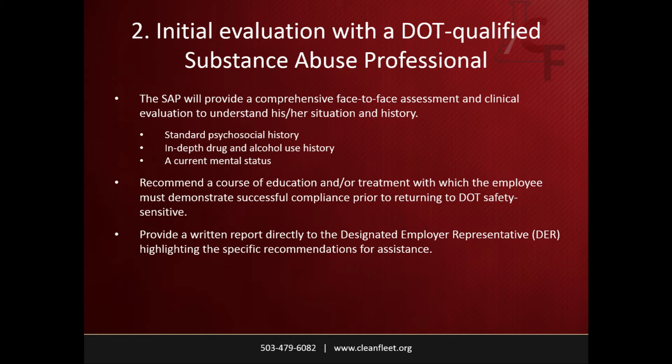This evaluation could be comprised of standard psychological history, psychosocial history, and an in-depth drug and alcohol use history, with information regarding onset, duration, frequency, and the amount of use of a substance that they took for this positive drug test. Emotional and physical characteristics of use, associated health, work, family, personal, and interpersonal problems could all be included in that history, and then a current mental status.